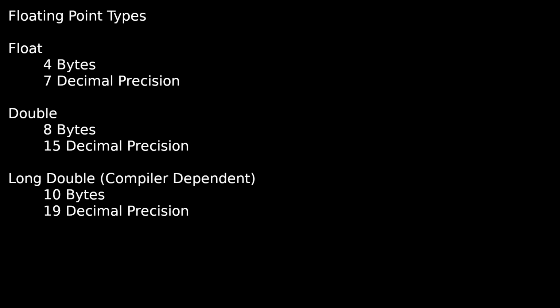Beyond the integer types, we also have floating point types, which contain fractional numbers with decimal places. These are the float, double, and long double data types containing 4, 8, and 10 bytes respectively with a precision of 6, 15, and 19 decimal places.